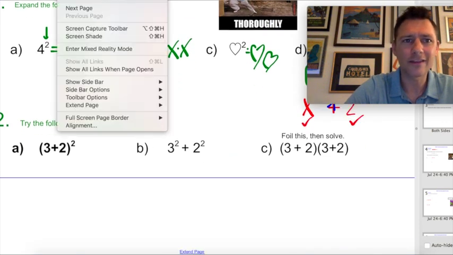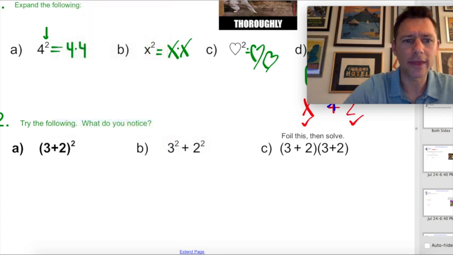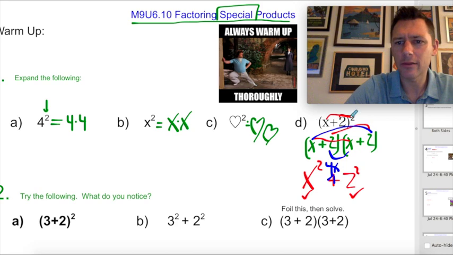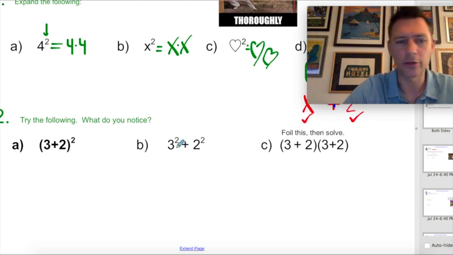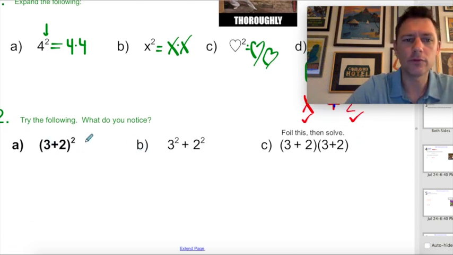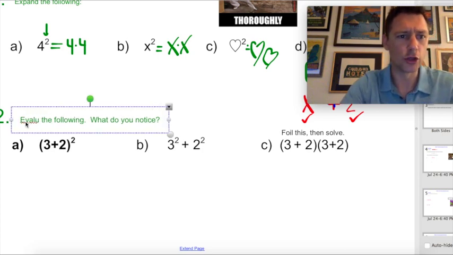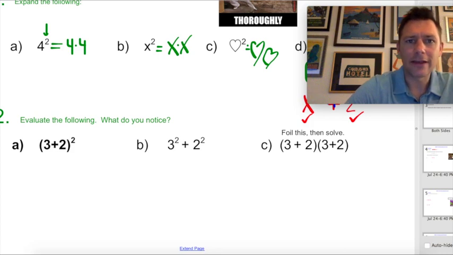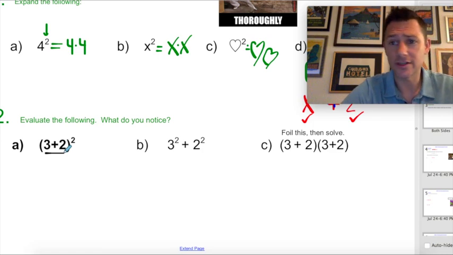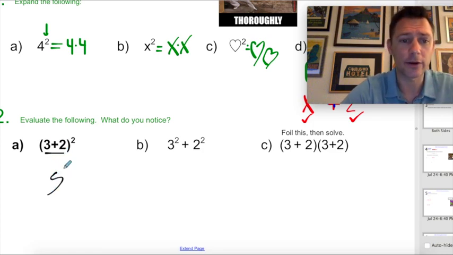So let's get rid of this. What I want to do is take a look at why that drop-in doesn't work. Why do you have to expand it and FOIL it out? Binomial multiply. So if you evaluated this, which is the spot where it should say evaluate, you'd add the insides in parentheses. Order of operations says that's the most important, so do that first. That's 5 squared, and when you square 5, that should be 25, right?